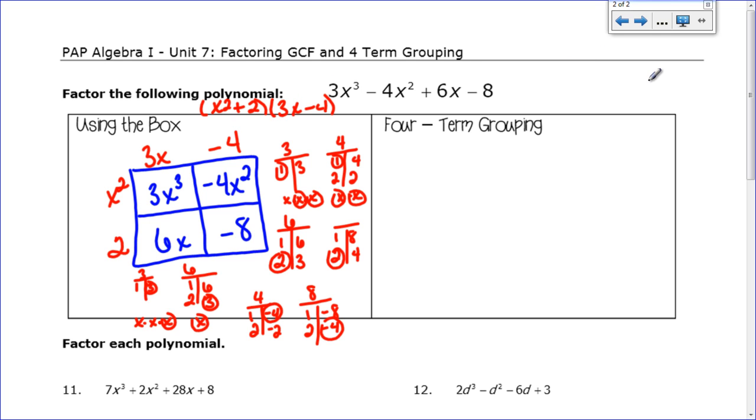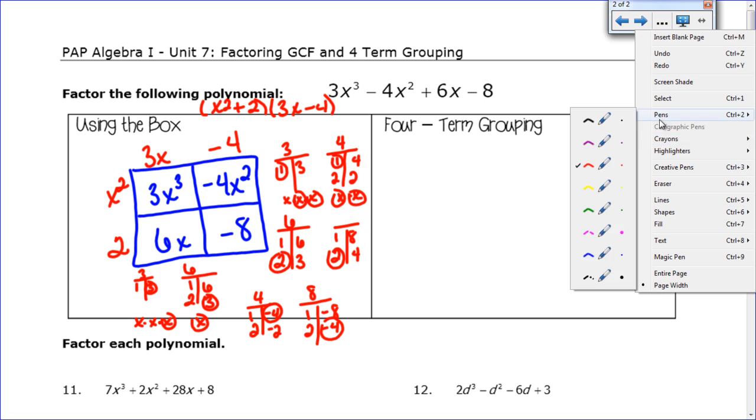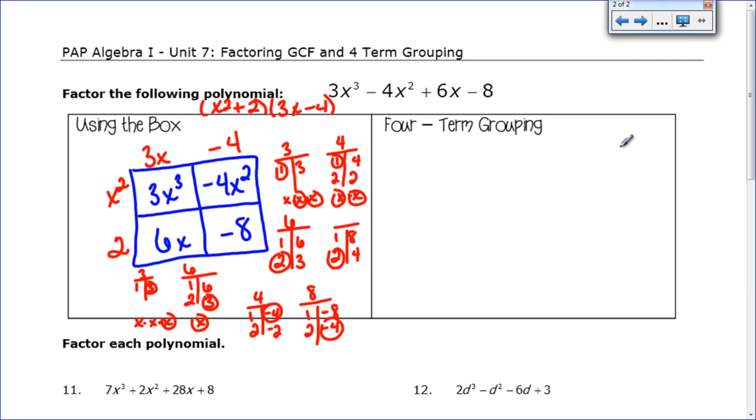So now let's talk about 4-term grouping so that you can see that it is the same thing. It'll do the same thing for you. It works exactly like the box, only you don't have to draw the box. So 4-term grouping, first you start off with your original problem. As the name says, you've got to have 4 terms to do this method. If you don't have 4 terms, it doesn't work. But I do. Now that I have my 4 terms, I'm going to group them.